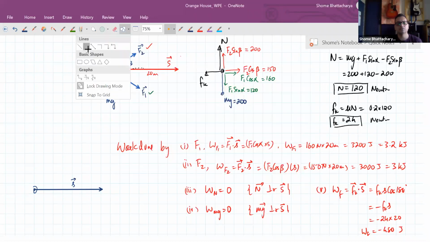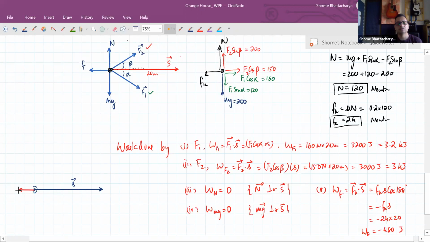So what is the angle between the force and the displacement vector? It is 180 degrees. No? That's why the dot product gives you that cos 180 term. That's why. So work done by friction is this. So that cos 180 term is negative 1. So it is 24 newtons multiplied by 20 meters multiplied with minus 1. That's why.